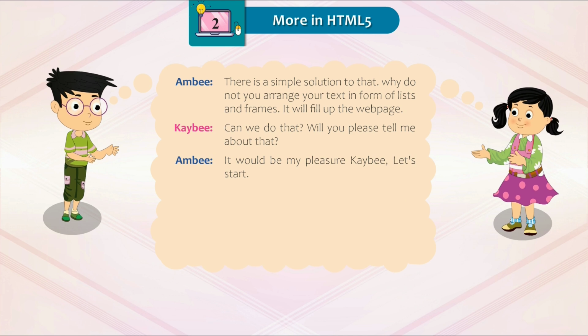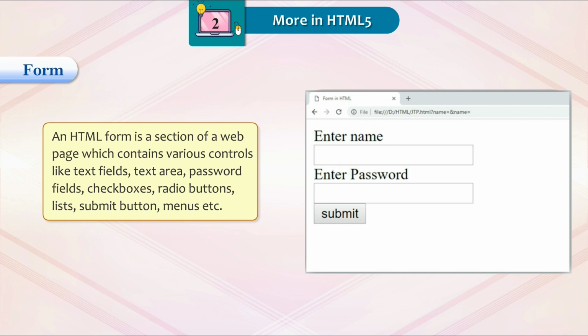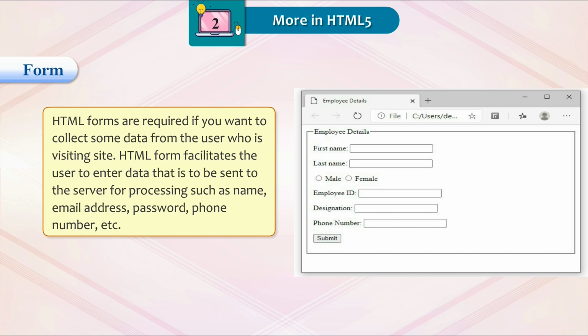Let's start. Form. An HTML form is a section of a web page which contains various controls like text fields, text area, password fields, check boxes, radio buttons, lists, submit button, menus, etc. HTML forms are required if you want to collect some data from the user who is visiting the site. An HTML form facilitates the user to enter data that is to be sent to the server for processing, such as name, email address, password, phone number, etc.